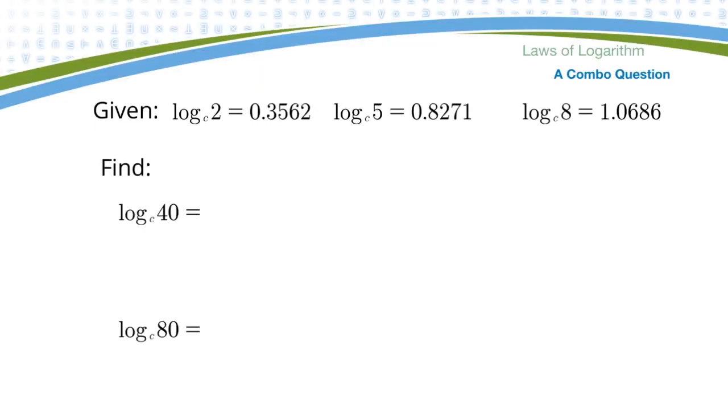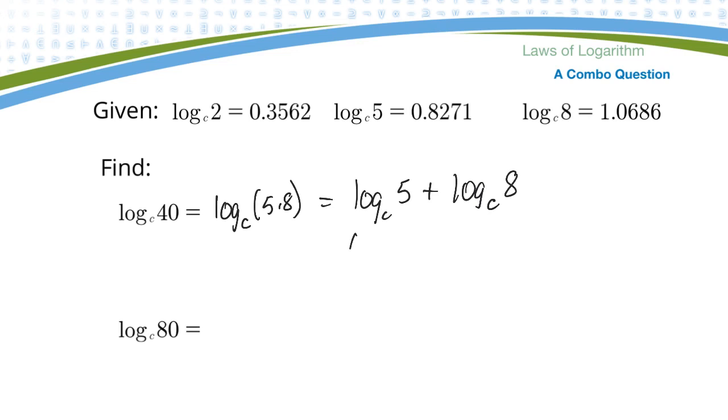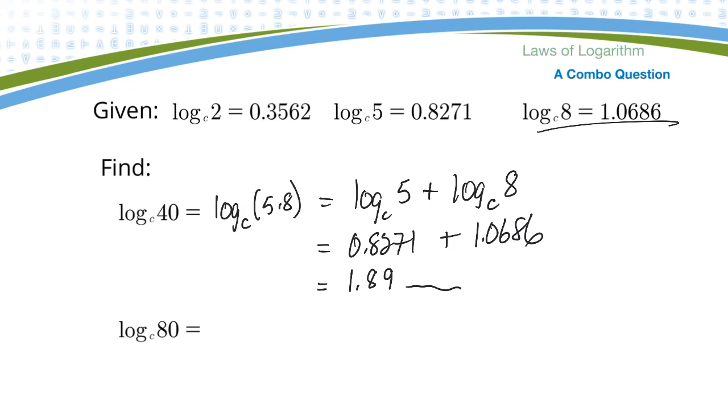Why don't you try one or two? Try these, see what you do. So 40, I would get log base c, well, that's just 5 times 8. So it'd be log base c of 5 plus log base c of 8. But log base c of 5 is 0.8271. Log base c of 8 is 1.0686. So if I add those together, it's going to be 1.89 something or other. You can add them.